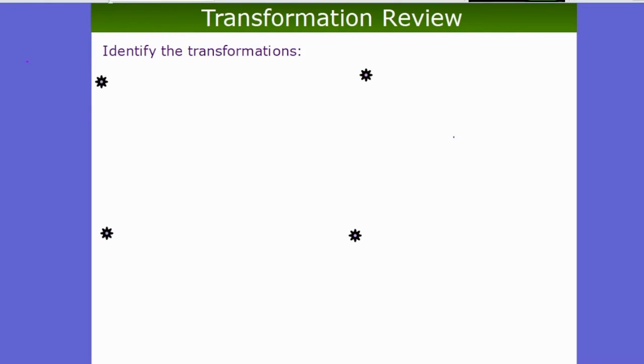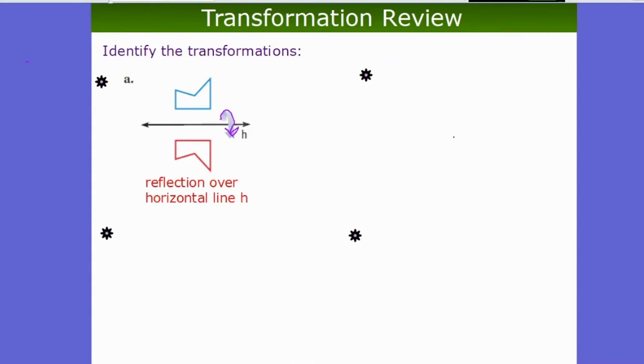Let's see if we can identify these transformations. So what would this be? Well, I see this line H, and I see this little arrow here saying it's being flipped around there. And it is a reflection of the original figure, the blue figure, if you fold it along that line H.